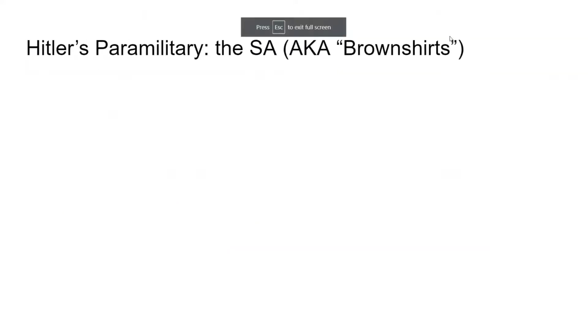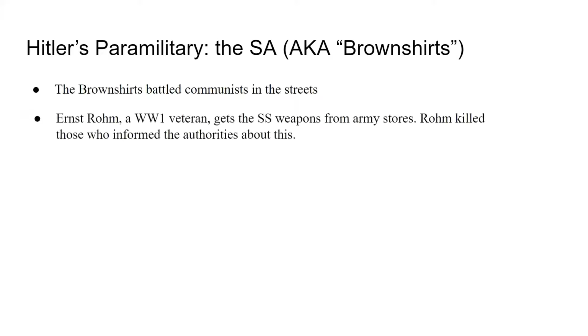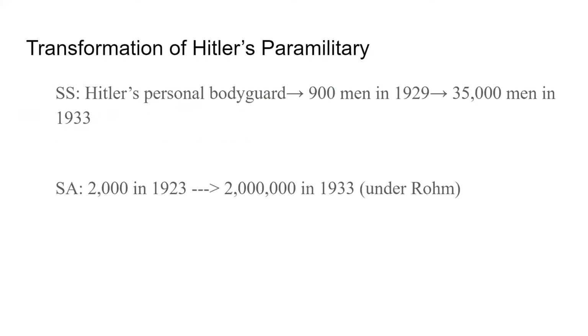Okay, let's talk about a significant factor in Hitler's rise to power in the 1920s. His paramilitary, the SA, which is also known as the Brown Shirts. They were known for battling communists in the streets, and one of the ways they probably got their weapons was the fact that many of them were former soldiers in World War I, so they had the right connections. Notably, Ernst Röhm, and as you will come to see, Ernst Röhm was a very significant figure in the SA. See, in 1923, the SA had only 2,000, but in 1933, because of Ernst Röhm, they had 2 million. Ernst Röhm was able to recruit all those people.